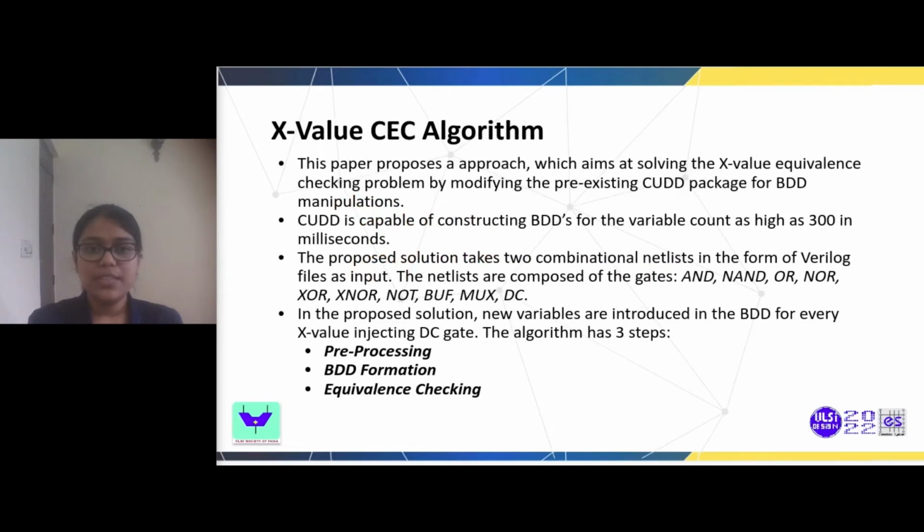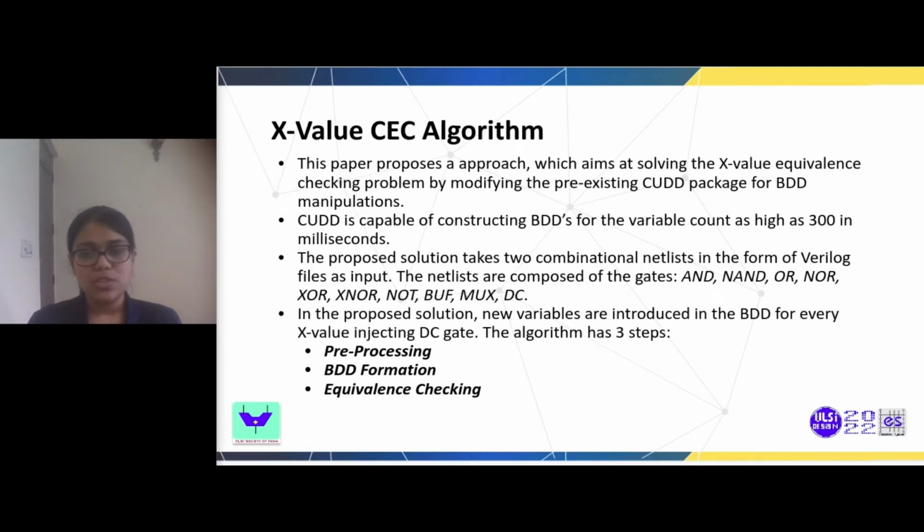We now move on to the X value CEC algorithm. This paper proposes an approach which aims at solving the X value equivalence checking problem by modifying the pre-existing Colorado University decision diagram package for binary decision diagram manipulations. CUDD is capable of constructing BDDs for variables count as high as 300 in milliseconds. The proposed solution takes two combinational netlists in the form of Verilog files as input. The netlists are composed of AND, NAND, OR, NOR, XOR, XNOR, NOT, BUF, MUX and DC gates.